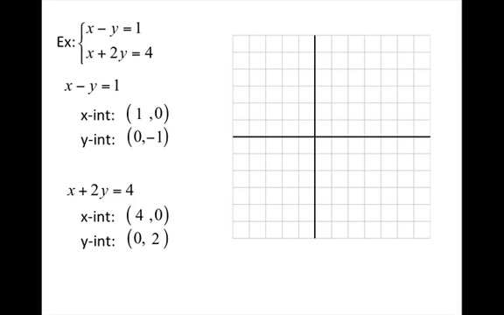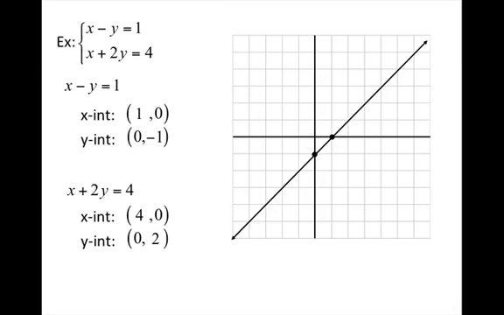So if I plot my x and my y intercepts in the first line, I have 1, 0 and 0, negative 1. And I draw that line. Since I'm looking for the point where these two lines cross, make your line extend the full length of the graph. Don't draw it short. Don't barely connect the points. Go ahead and extend it to each end of the graph.